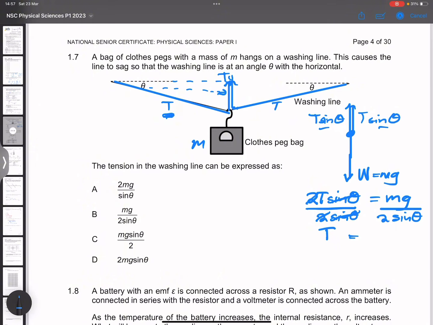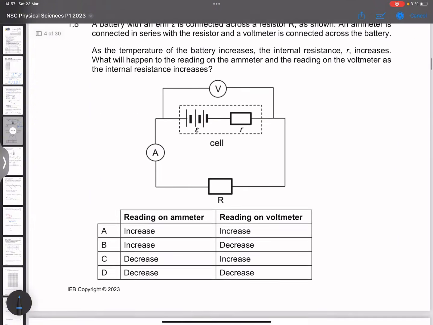And I think the one that is correct, that would be B. I hope that makes sense again.